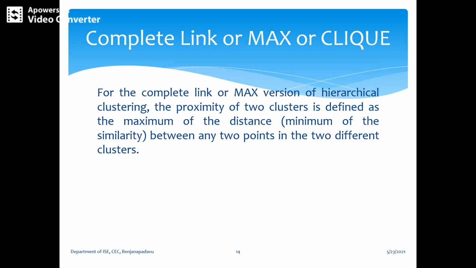So next we are talking about complete link, or max. We can also call it a clique. For the complete link, or max, version of hierarchical clustering, the proximity of two clusters is defined as the maximum of the distance, or minimum of the similarity, between any two points in the two different clusters.